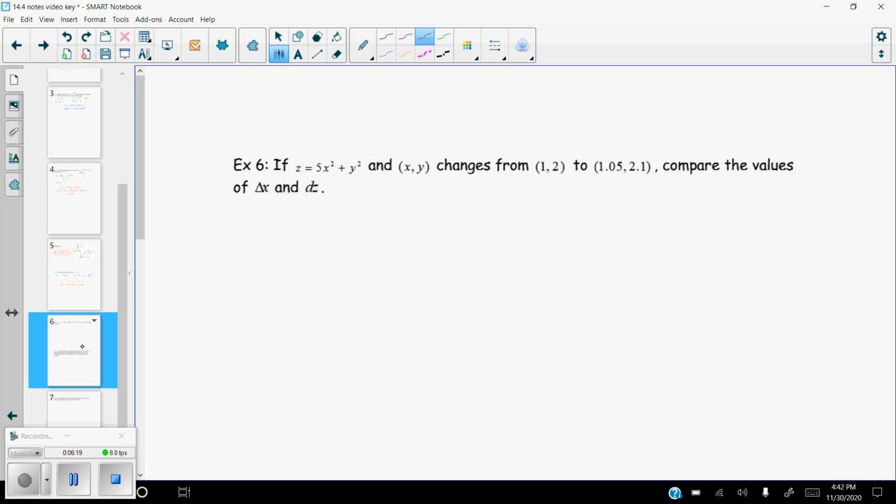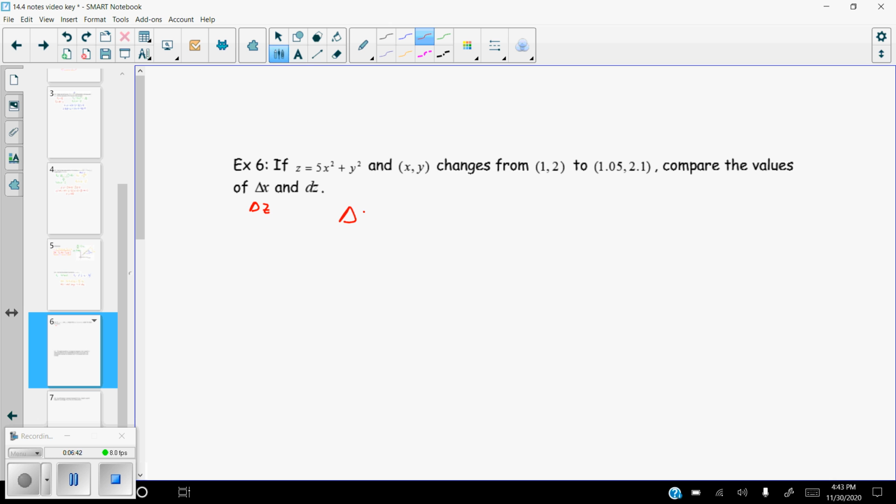So if z is 5x squared plus y squared, and x, y changes from (1, 2) to (1.05, 2.1), compare the values of delta z and dz. All right, so let's find both of them. Let's find delta z. That's the actual change.